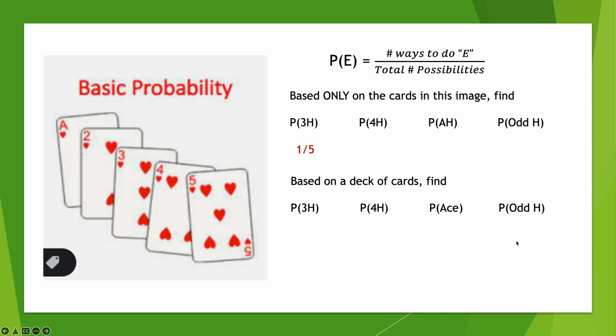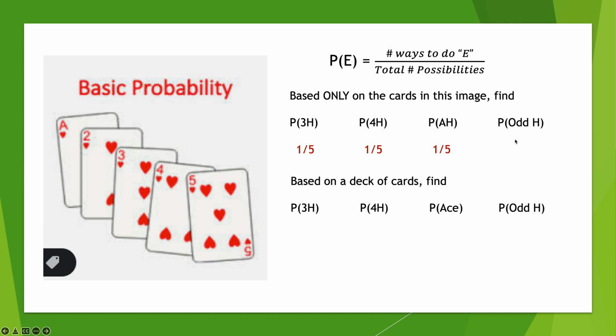That should be the fraction 1/5, but I didn't want to go to the insert menu every time and get out a fraction, so I just wrote it 1/5. Another acceptable way to do it. What about the probability of the Four of Hearts? Well, that would also be 1 out of 5. What about the probability of the Ace of Hearts? Well, only one of those, so 1 out of 5.